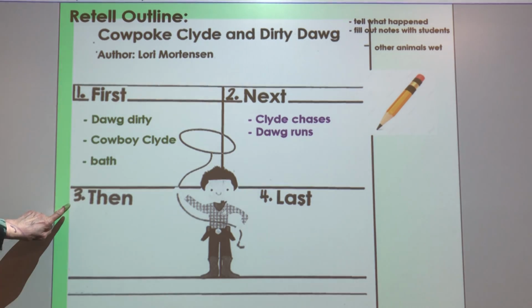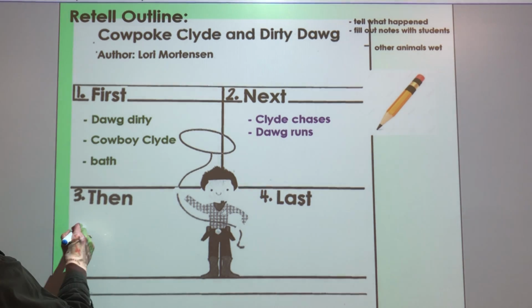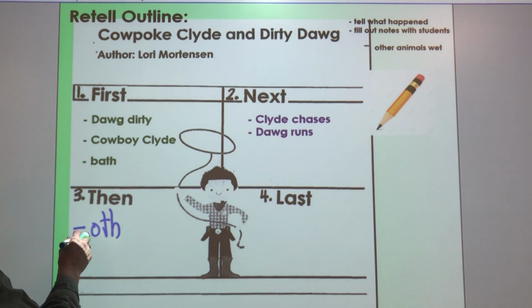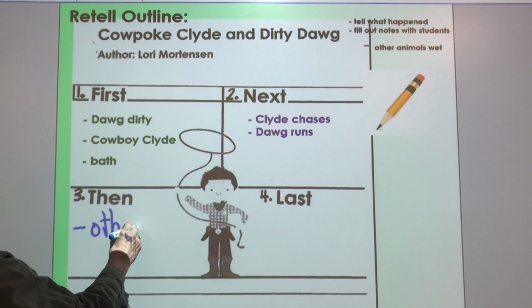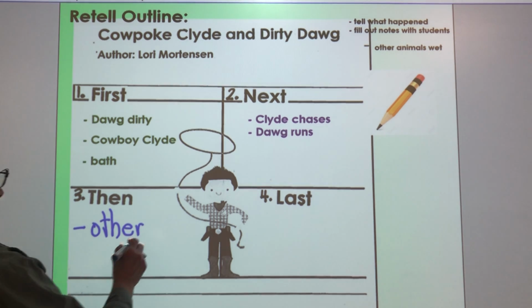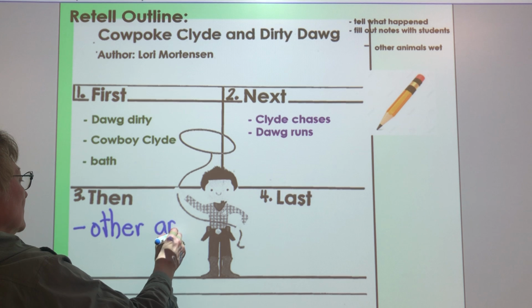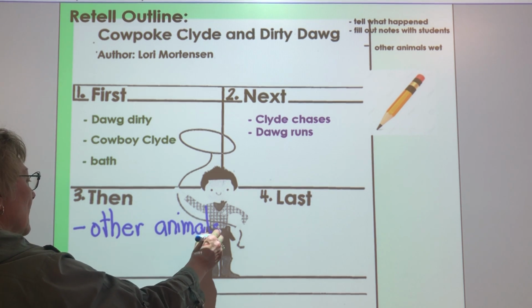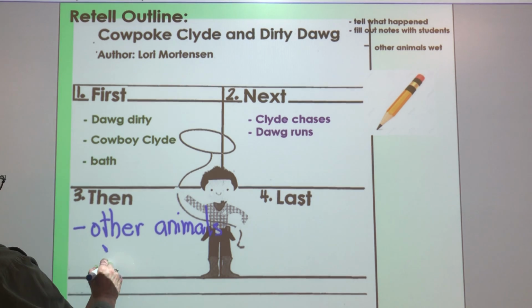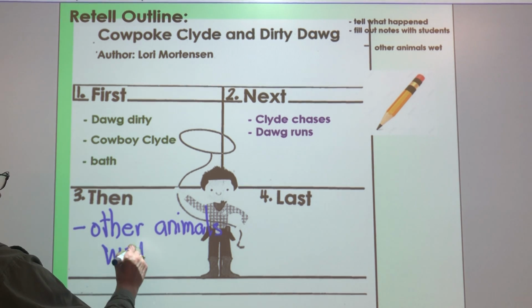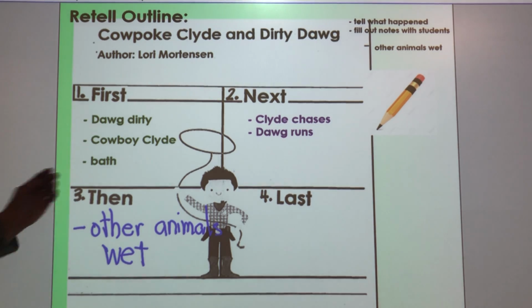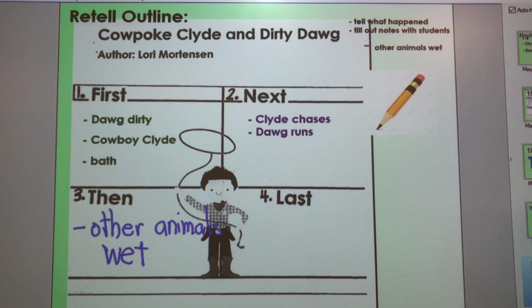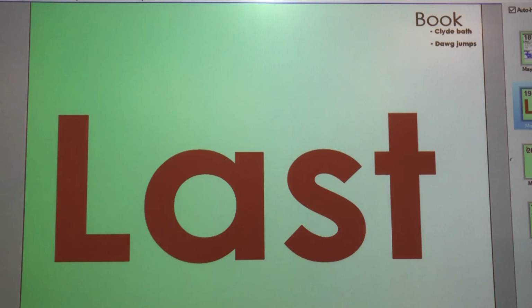So going down to number 3, then, other, T-H-E-O-T-H-E-R, animals, A-N-I-M-A-L-S, other animals, wet. That's all we need to say for then what happened. I need you to think about what happened last.